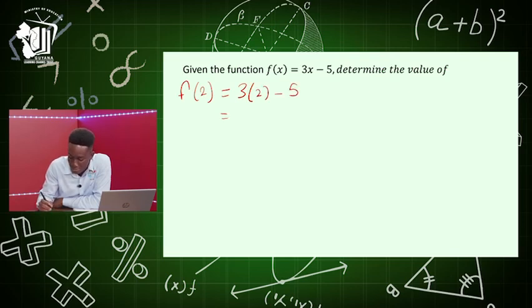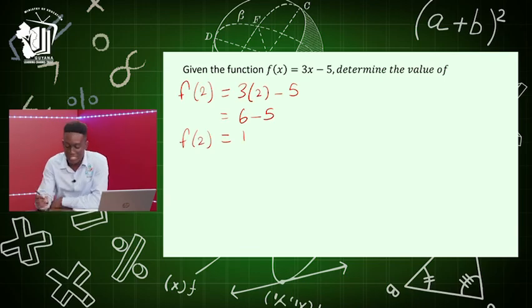And 3 times 2 would give me 6. And 6 minus 5 would give me 1. So f of 2 is equal to 1. So all we did was substitute the value of x, in this case 2, into the function, and that gives us a value of 1. So f of 2 is equal to 1. So we put in something in the function and we got out another number, and that is what functions do.